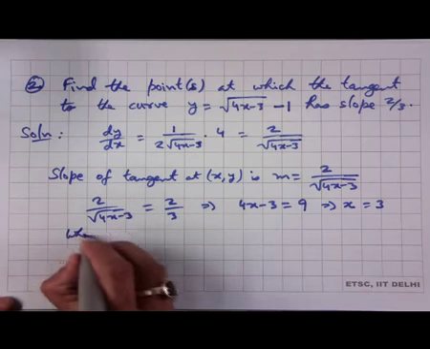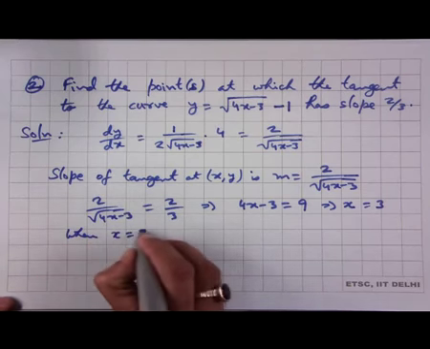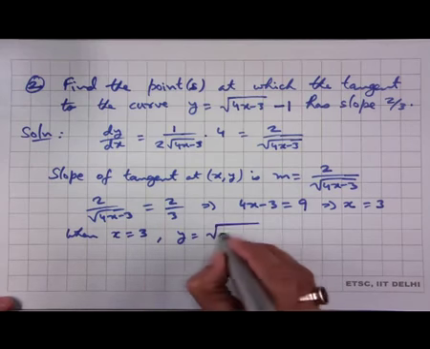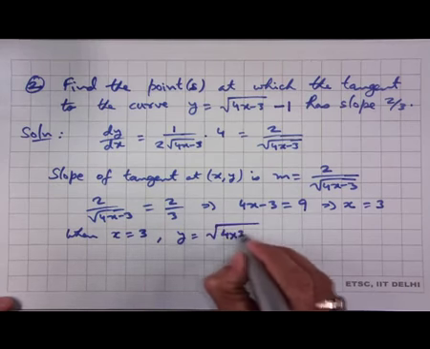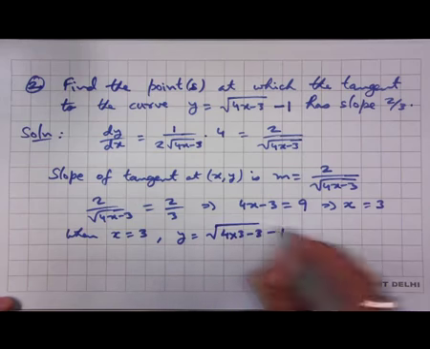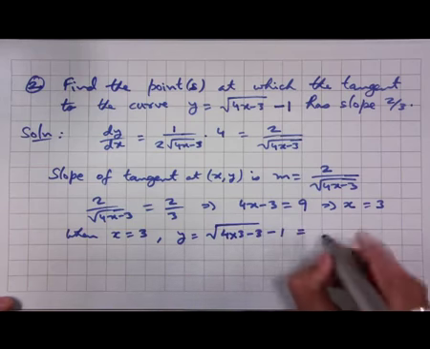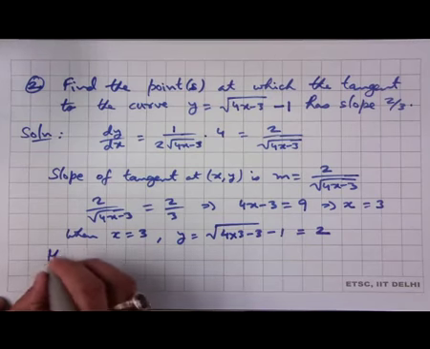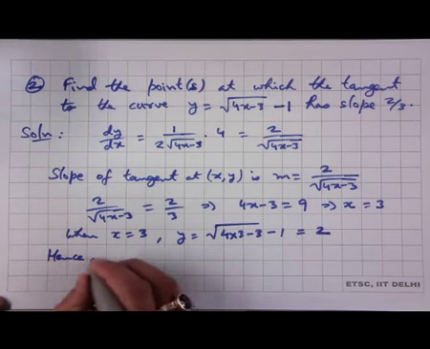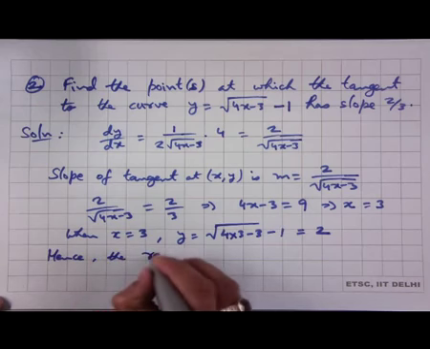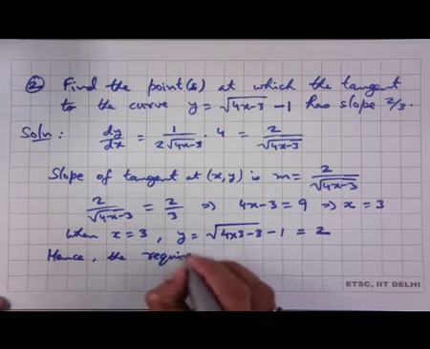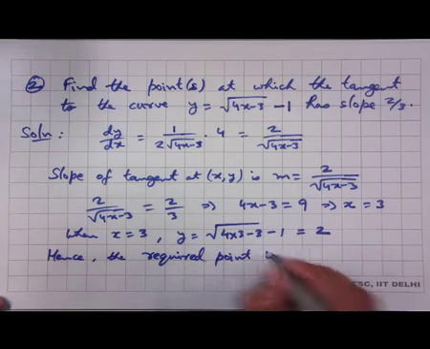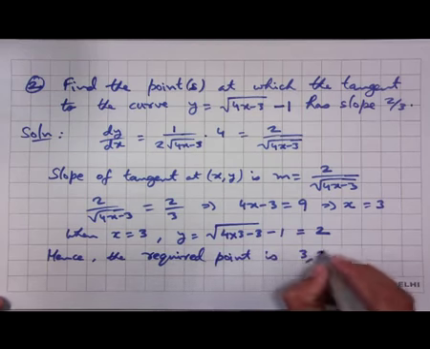and when x is equal to 3, y is equal to square root of 4 times 3 minus 3, minus 1. So, this is y is equal to 2. Hence, the required point is 3, 2.